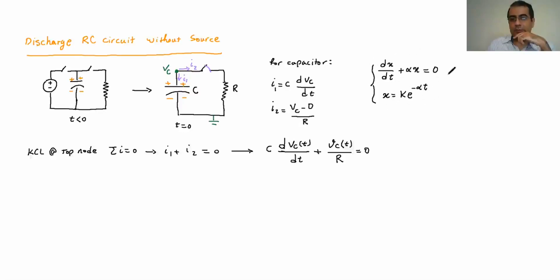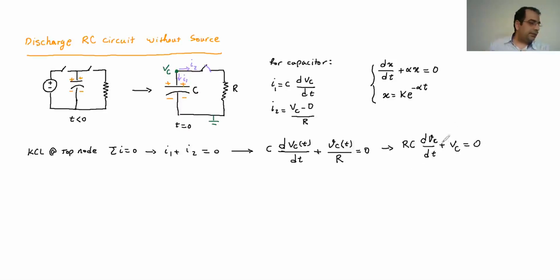So if you have an equation in this format, then the answer is going to be like that. Look here. If I want to make this equation look like this format, I would go ahead and multiply all sides by R. So it's going to be RC dV over dt plus VC equals 0.